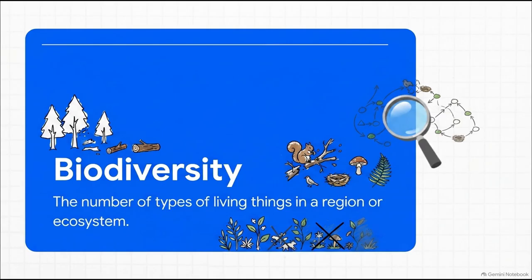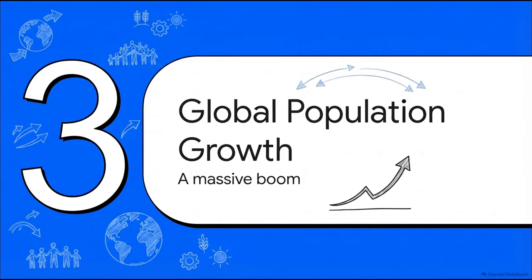Biodiversity is the number of types of living things in a region or ecosystem. Think about it, all sorts of animals and plants live in that forest. When deforestation happens, they lose their homes. So cutting down trees directly reduces the biodiversity of an area, which just means fewer types of living things can actually survive there. All right, Section 3, global population growth.